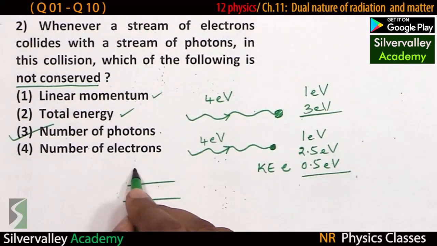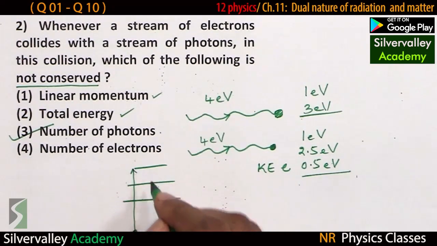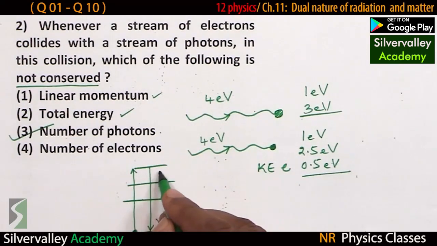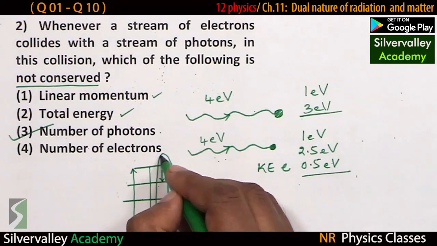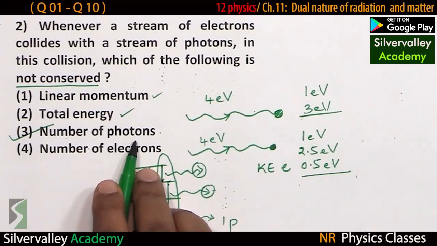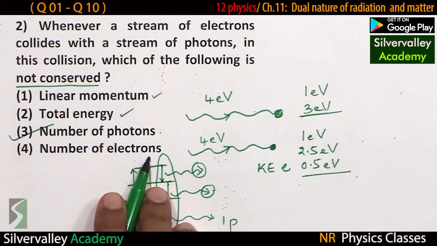Suppose these are the energy levels of electron. If electron after absorbing 4 eV can go to this level, then it can come down to the ground state like this with the emission of a photon, 1 photon, or else the electron can come down like this, first, second. So in this type there can be emission of 2 photons. First photon corresponding to this energy difference, second photon corresponding to this energy difference. So there is emission of 2 photons, this and this. So photon numbers is not conserved, but linear momentum, total energy and number of electrons are conserved.